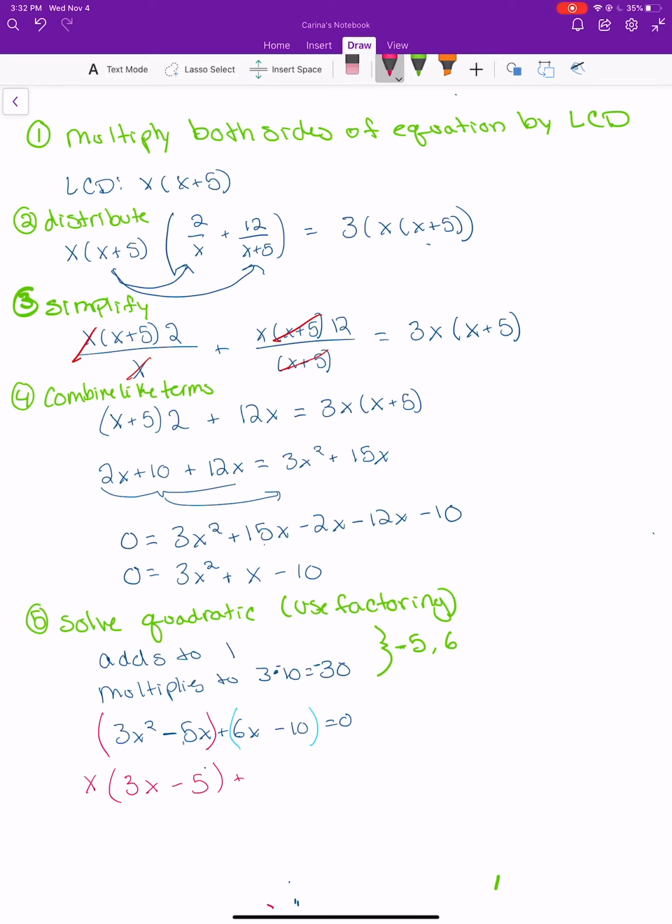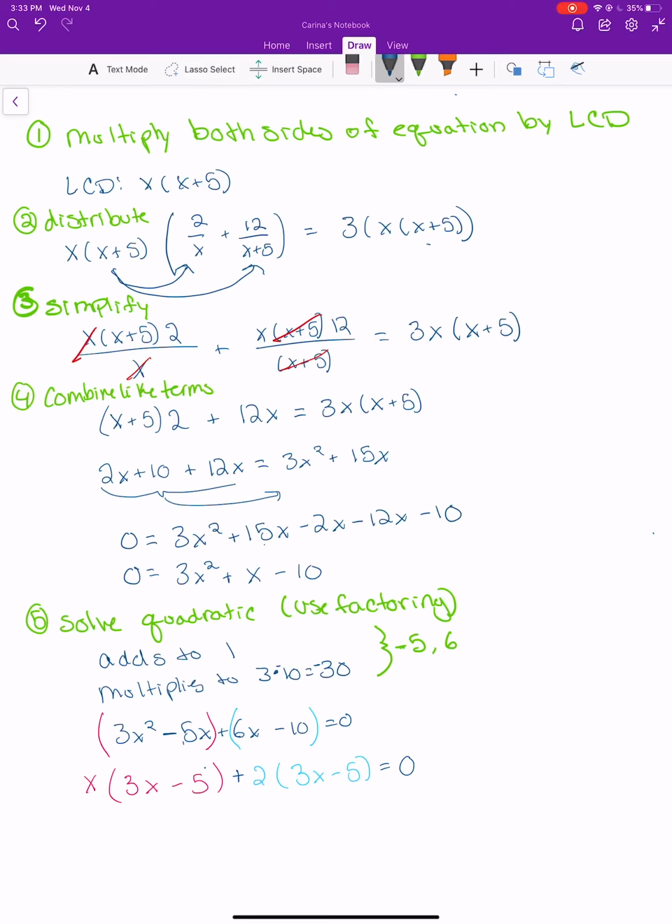And then I need the light blue side to look like that. So I'll have plus. I'll have to take out a 2. So if I take a 2 out, I end up with 3x minus 5, and that's equal to 0.